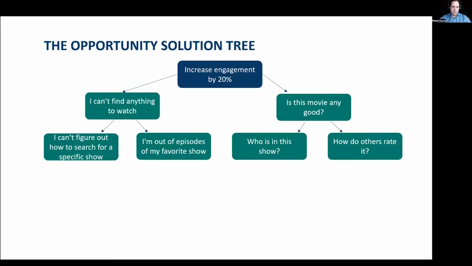This can be expressed as an OKR also. And one of the problems that we identify may be that I can't find anything to watch. But when we keep asking why, the reason may be that they cannot figure out how to watch or search for a specific show, or that they are out of episodes. And usually it's not 1 or 2 layers, it's more like 4 or 5, maybe 6. And after we identify the root cause of the problem, we can start thinking about solutions.